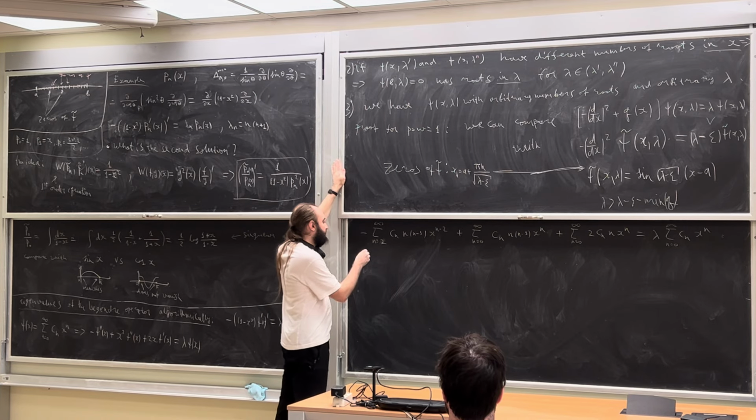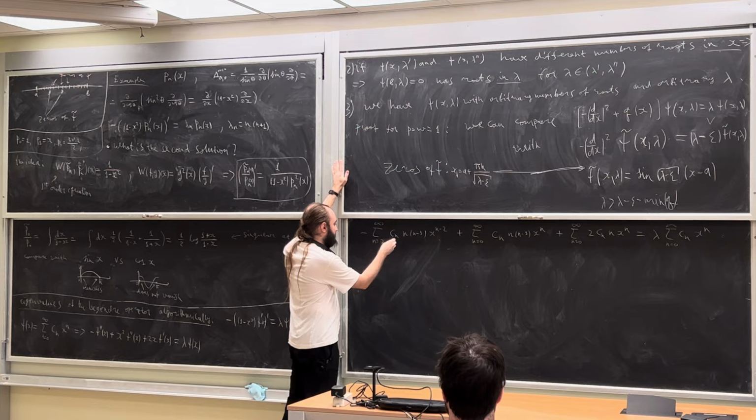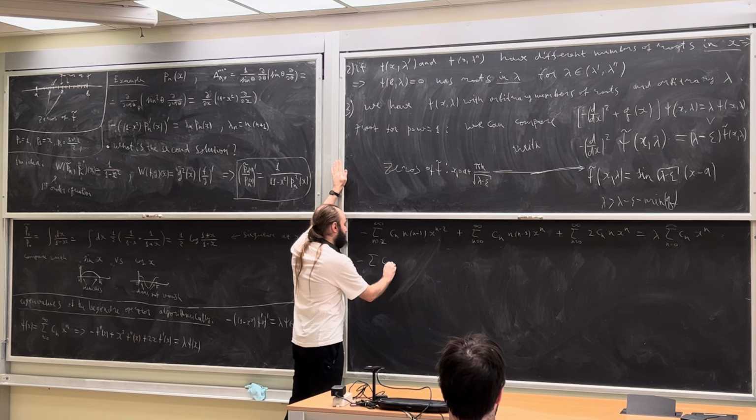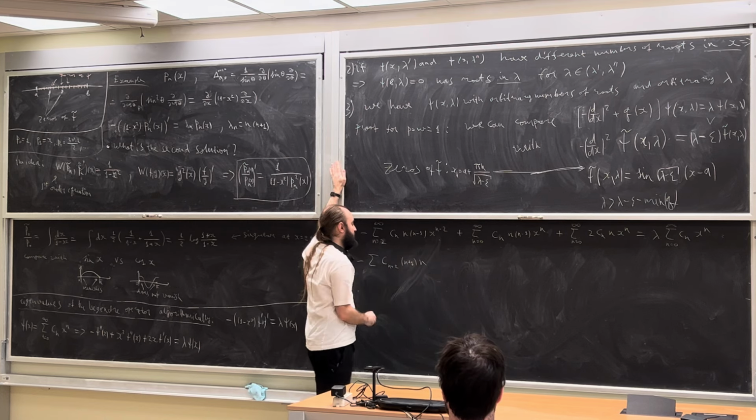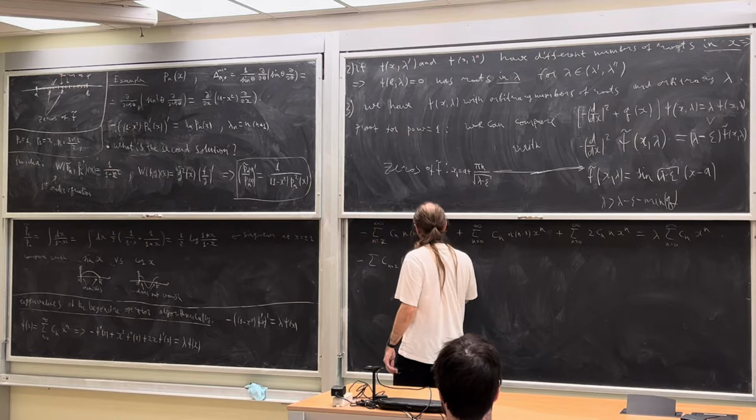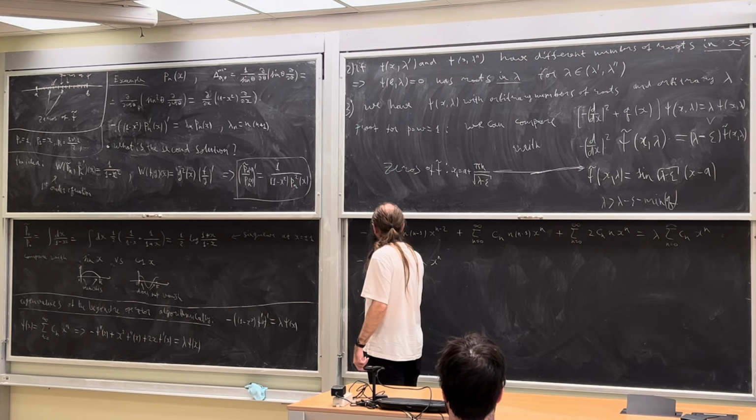So what we get is C_(n+2) times (n plus 2)(n plus 1) times x^n. And now this n goes from 0 to infinity.